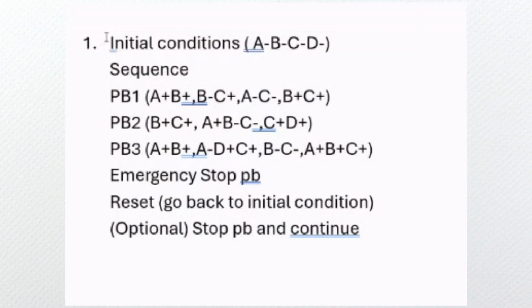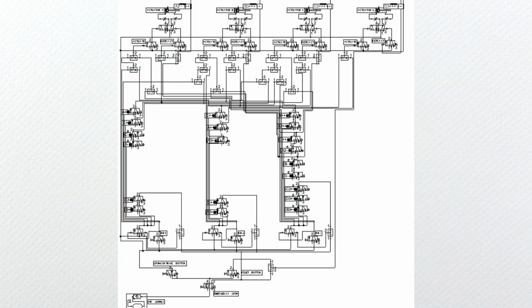So given an initial condition where actuators A, B, C, and D are retracted and having 6 buttons: 3 push buttons with a sequence, and an emergency stop, reset button, and a stop and continue button. Here is our constructed activity.